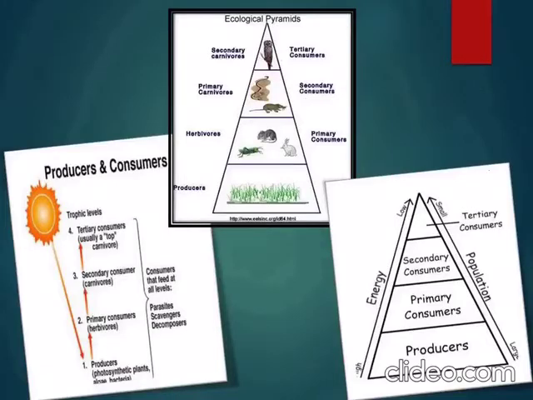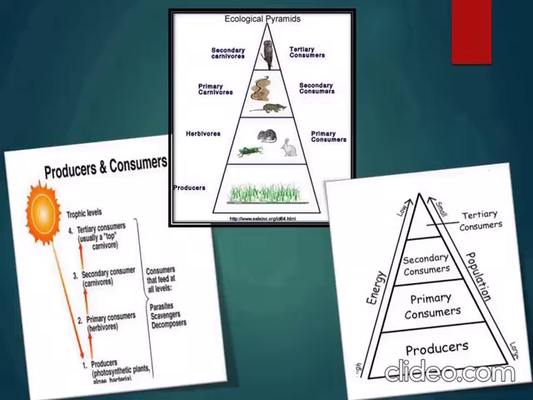The idea of the ecological pyramid was developed by Charles Elton in 1927. An ecological pyramid may be defined as a graphic representation of an ecological parameter, number or biomass or amount of accumulated energy at different trophic levels in a food chain in an ecosystem.